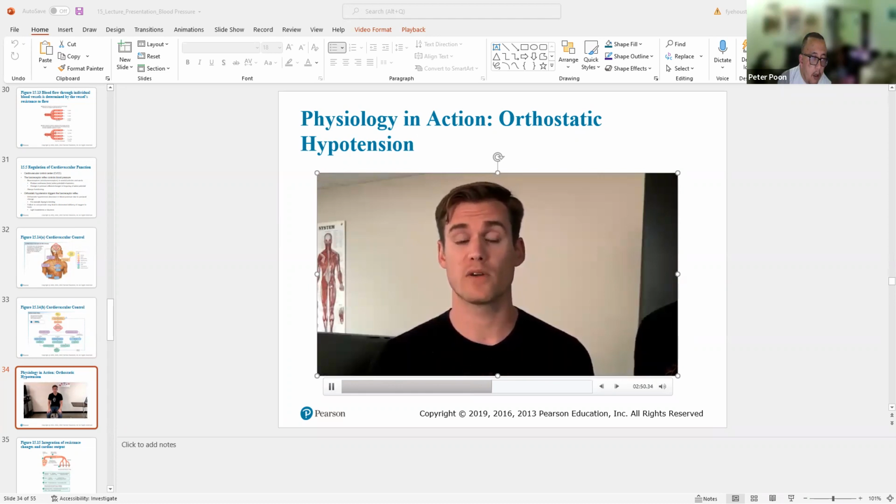Baroreceptors are pressure sensors located in your carotid arteries and aortic arch. If you stand up and your pressure gets low, your baroreceptors trigger a reflex that returns your blood pressure to normal. Let's see what happens.